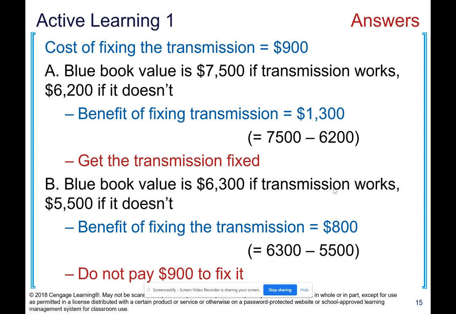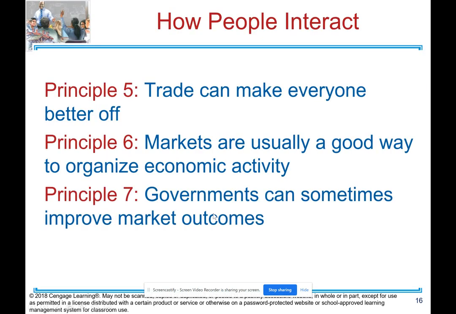In the second scenario, the blue book value is $6,300 if the transmission works, 5,500 if it doesn't. The benefit of fixing the transmission, therefore, is 6,300 minus 5,500, and that's 800. Since the benefit of fixing the transmission is 800, and that is less than the cost of fixing the transmission, which is 900, you should sell this car as it is. Decision making.